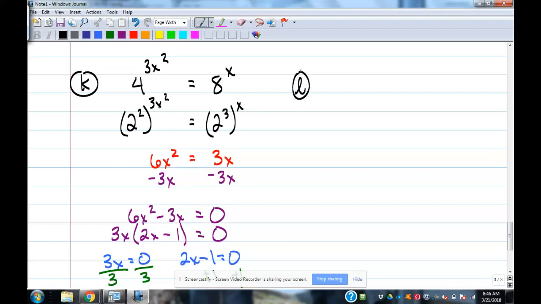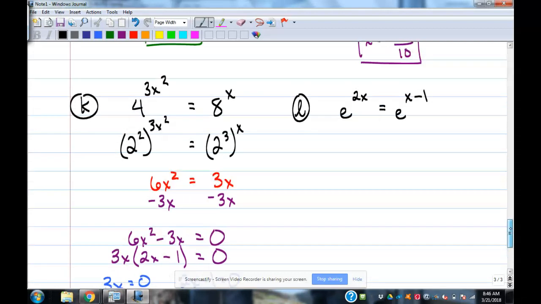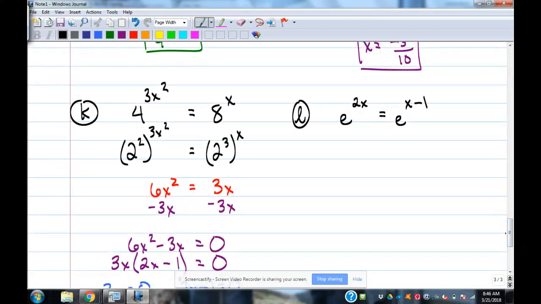All right, here's a funky one. Using e as a base. It's a little lagging behind here. Give it a second. There it goes. All right. E to the 2x and e to the x minus 1.